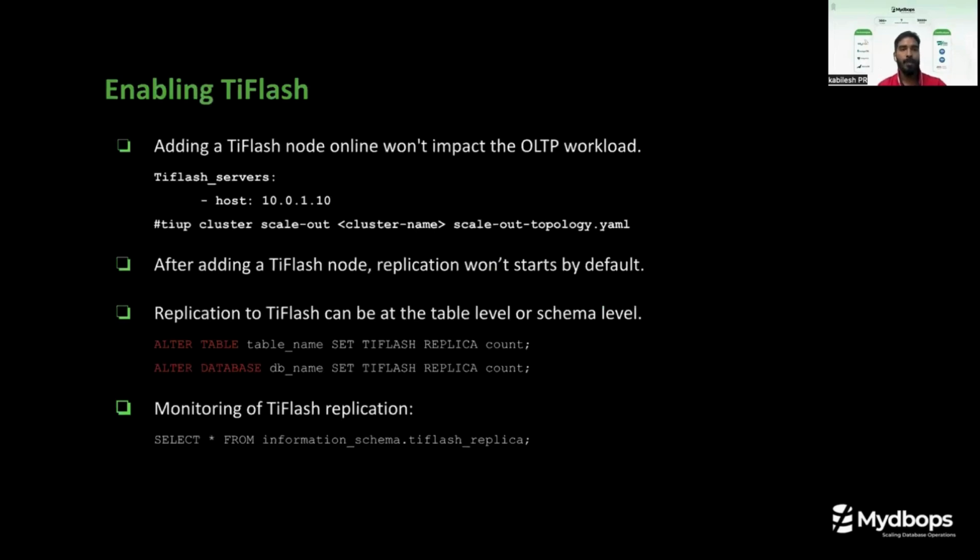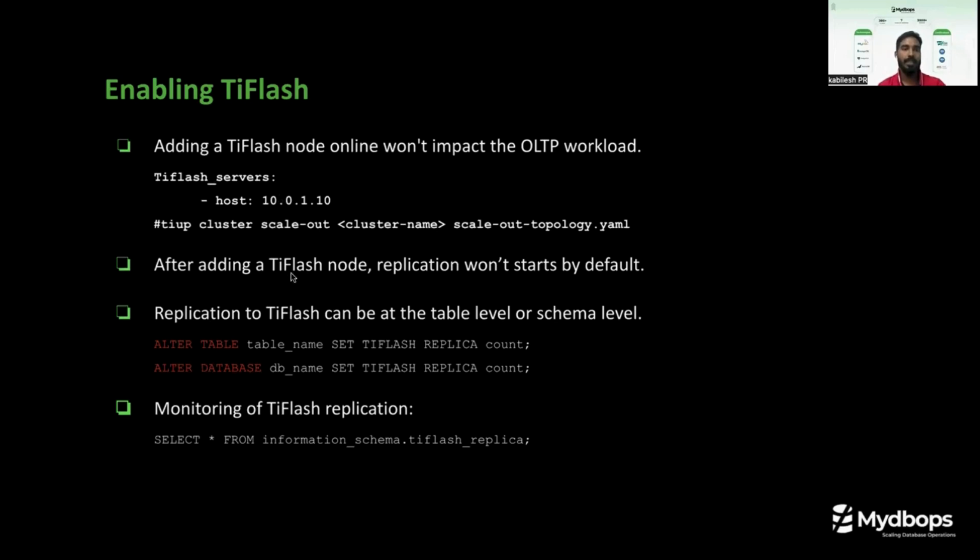So how do you enable TiFlash? Adding a TiFlash node is online. That means it won't impact your cluster. You can add TiFlash while you're creating the cluster with your topology file. It's pretty simple. For example, you have an existing TiDB cluster running, and you got a request to have the analytical workload enabled. That means TiFlash enabled. You can enable it as below. You can add a TiFlash server host, and then just scale out the existing cluster to add it.